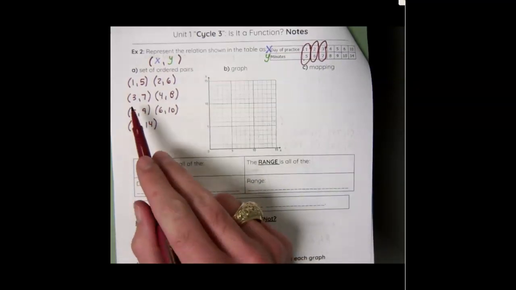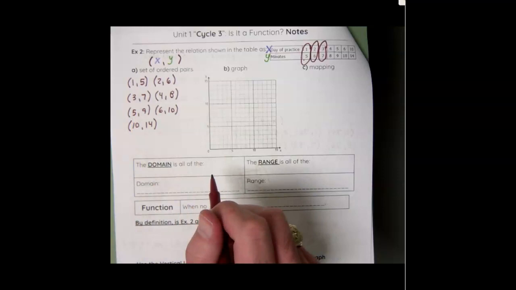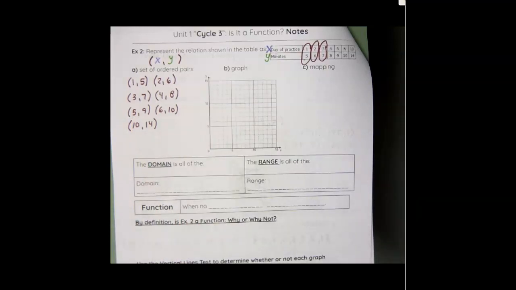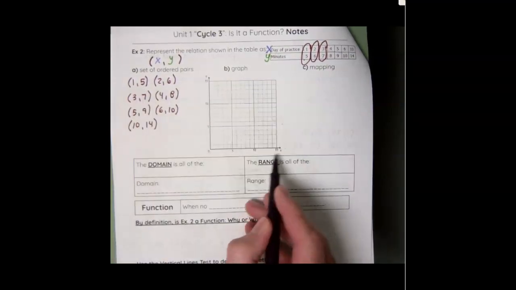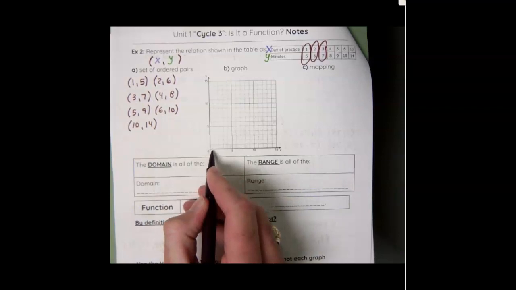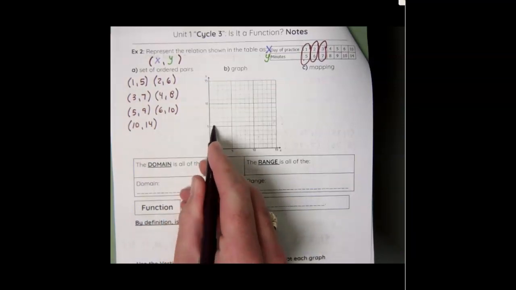Now we're graphing ordered pairs. So we would graph our first point of 1, 5. This is our x value, so we use the x-axis. So we go over 1, and we go up 5.